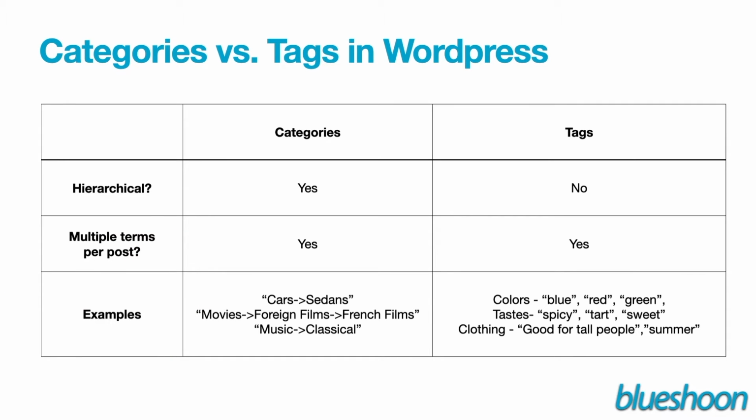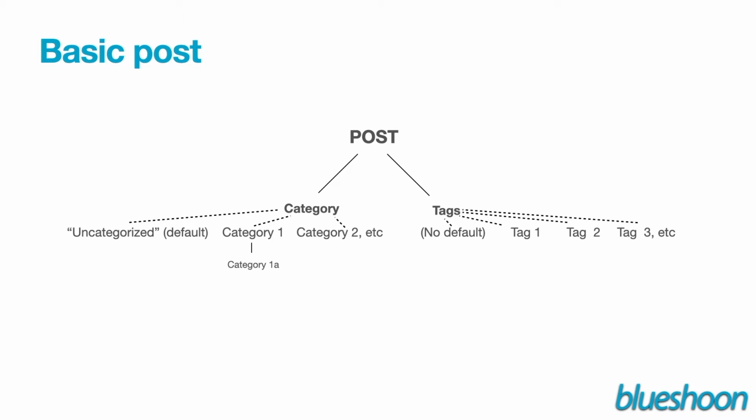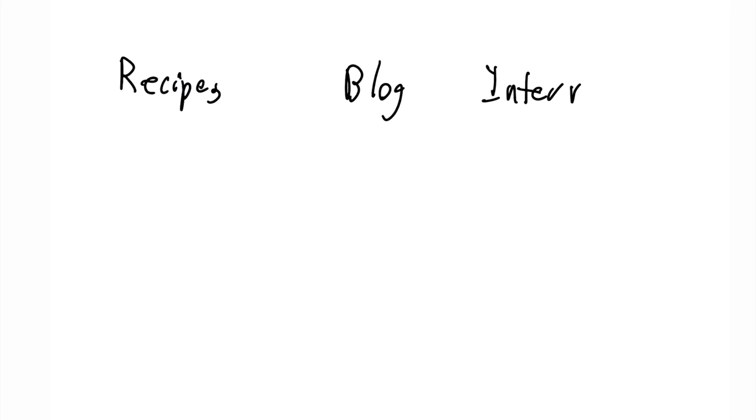You can assign as many categories or tags as you want to your posts to help organize them in a way that's best for your content. Let's take a look at an example using the food blog site we talked about earlier. Who doesn't want to talk about food? So let's get to the drawing board. We're going to have recipes. We might also write blog posts and also feature interviews with other chefs. Recipes, blog, interviews. That should be good for our demonstration.